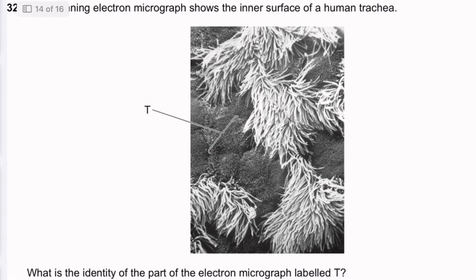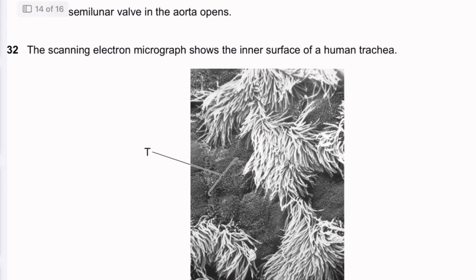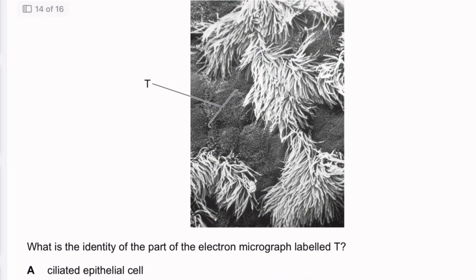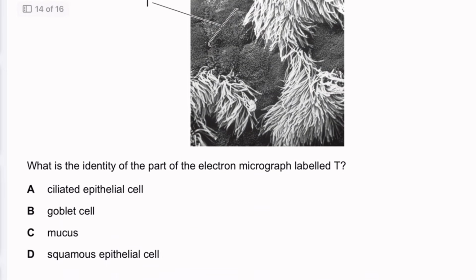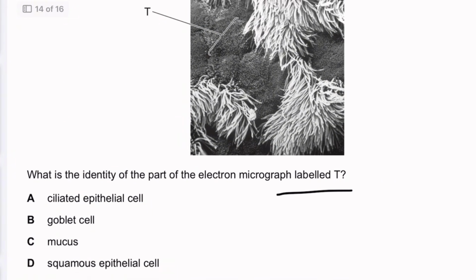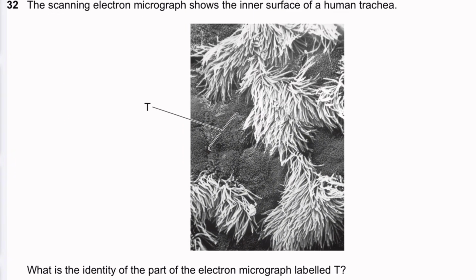Electron micrograph shows the inner surface of the human trachea. What is the identity of part of the electron micrograph labeled T? Okay, so this is the trachea. So you can see here that there are some ciliated cells and some other cells, right? So there's ciliated cells. So the other cells here are the goblet cells. So they're labeling T.